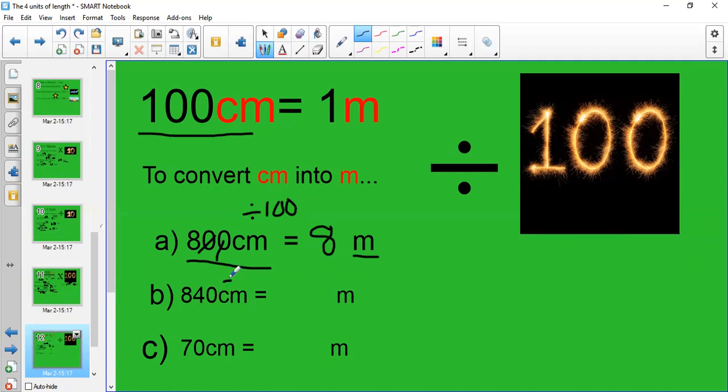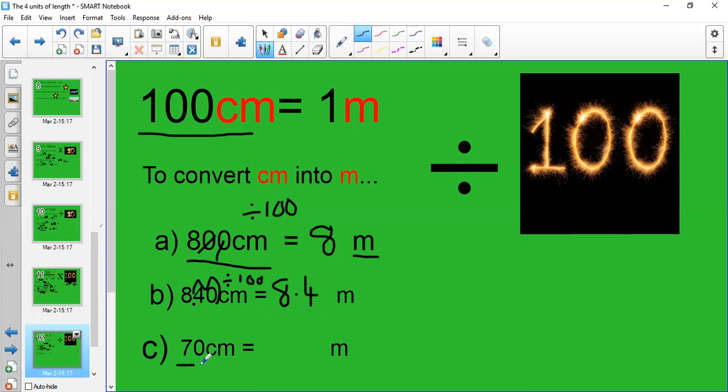So 840 divided by 100. Let's move our decimal point. 1, 2, put it in here. So my answer becomes 8.4 meters. So 840 centimeters is equal to 8.4 meters.